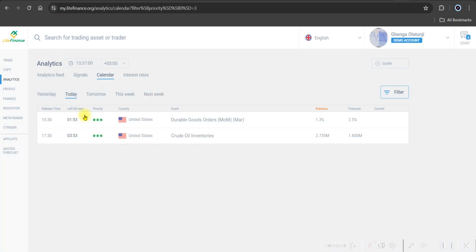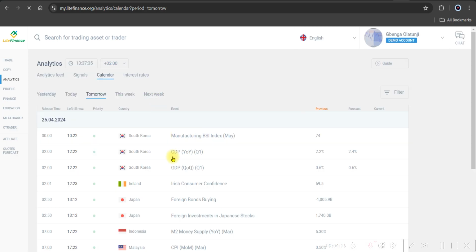For today, the only high impact news left that we're expecting is the durable goods orders MOM and crude oil inventories. We can check for tomorrow. We'll click on tomorrow, and you can also check yesterday. If you click on tomorrow, it's going to load up the expected fundamentals for tomorrow. You can also click on this week to see from Monday till Friday, and we can also check next week, to know what fundamentals we should be expecting.